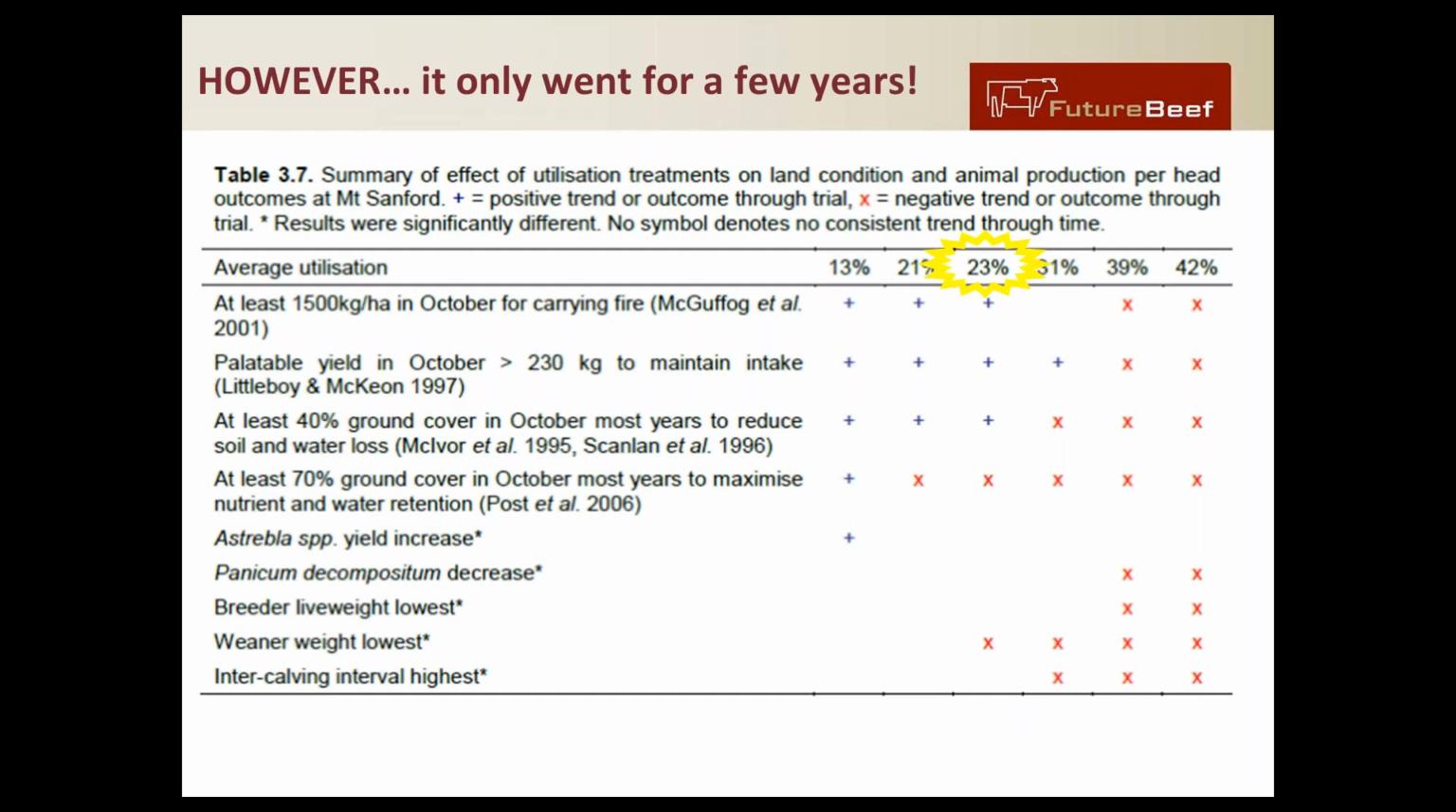Firstly, at the 23% utilisation rate, a number of targets were met, such as in the 23% and less utilisation rate paddocks, there was enough kilograms of grass and pasture left over in October to carry a fire. Now, this is important. As utilisation rate goes up, then the desirable species get grazed out. We know this. We know that cattle prefer the ice cream grasses over the boring cereal. We know this.